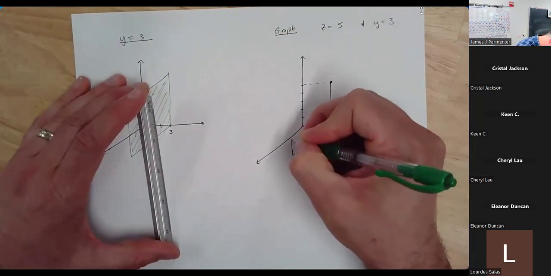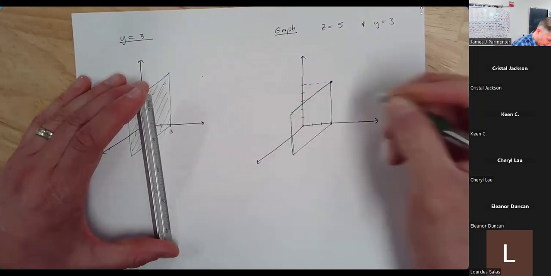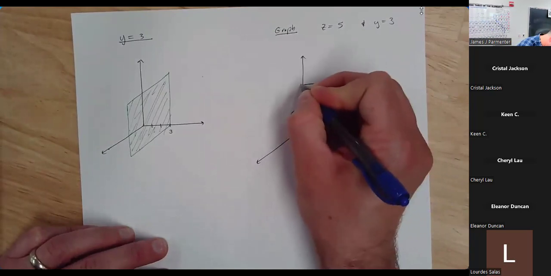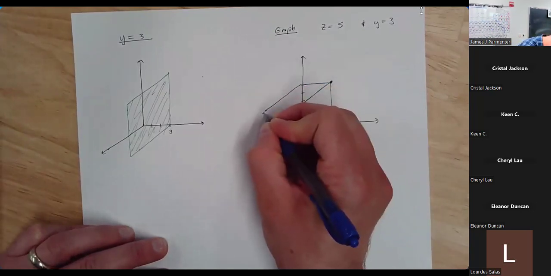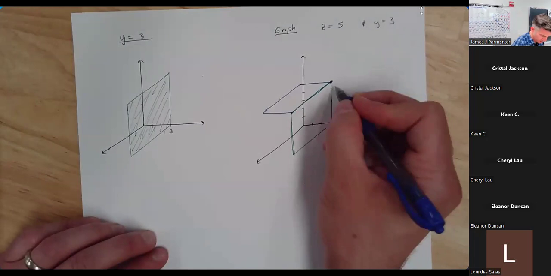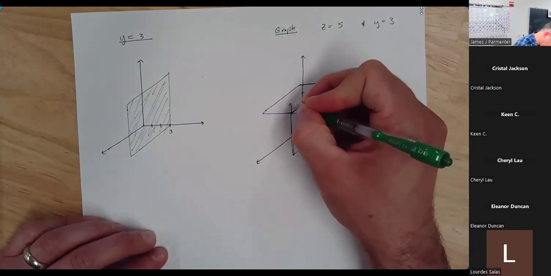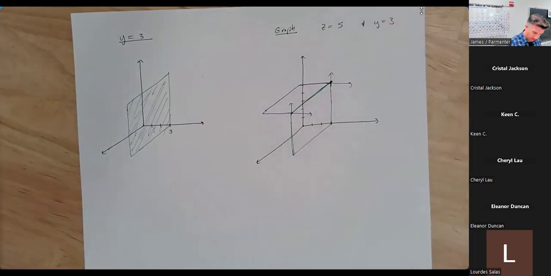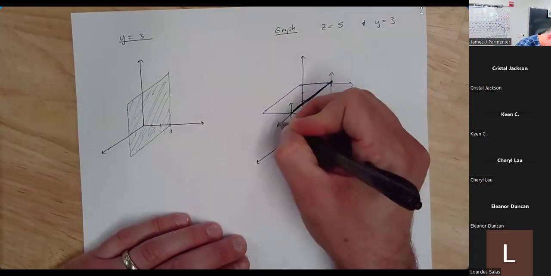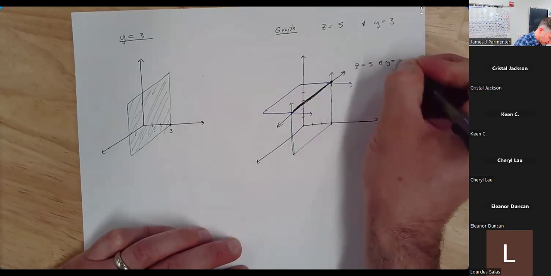Here's a portion of the plane y equal to 3. And then up on top, here's a portion of z equal to 5. And now they would both continue on, right? This one would continue that way. This one would continue that way, as well as every other direction, kind of. But this line right here, that line, which keeps going that way and that way, that's the line where z equals 5 and y equals 3.